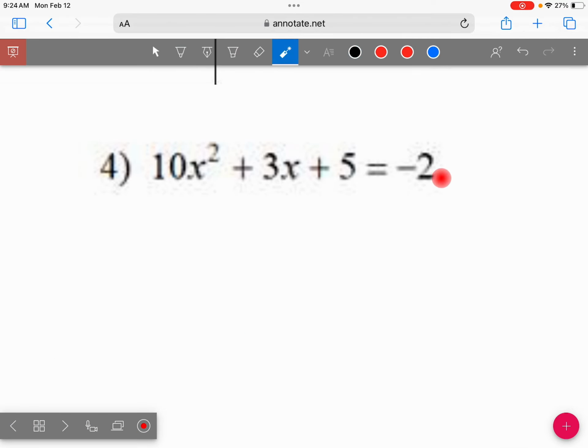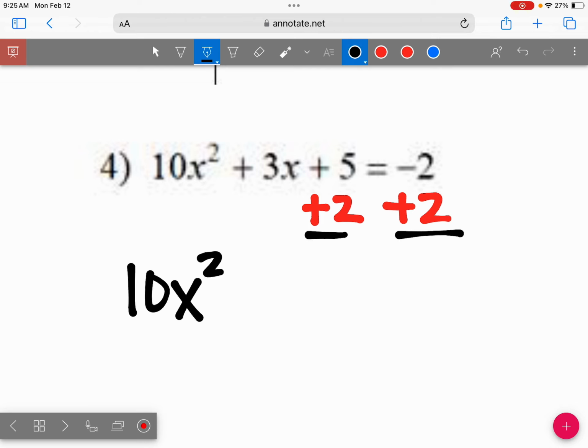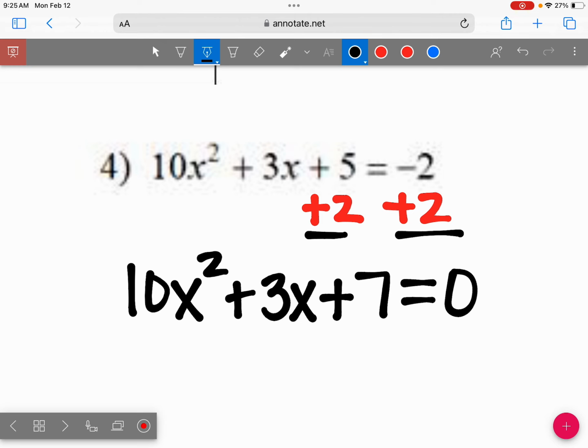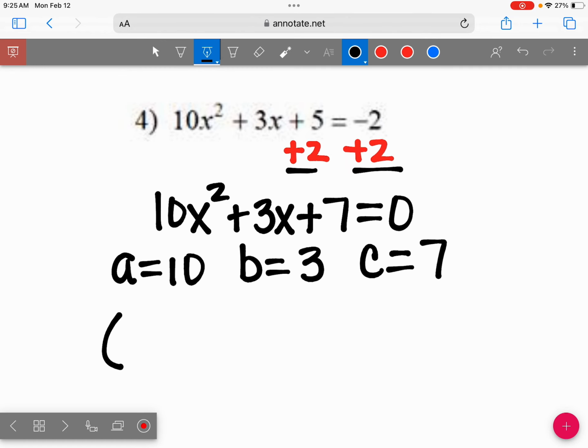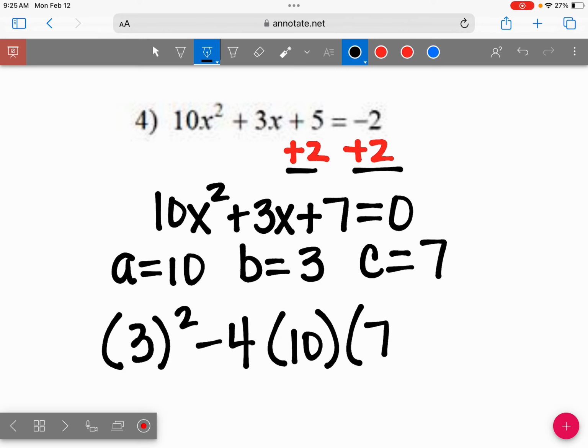All right, 4 is a little tricky because we have this minus 2 over here. So when I bring it over, what I'm doing is adding it to what? To its like term, which is 5. So that gives me 10x squared plus 3x plus 7 equals 0. So A is 10, B is 3, C is 7. So B squared minus 4 times A times C. Go ahead and type that in your calculators.